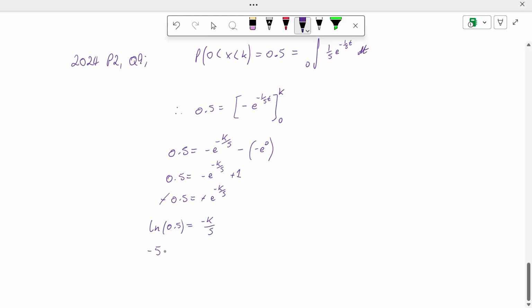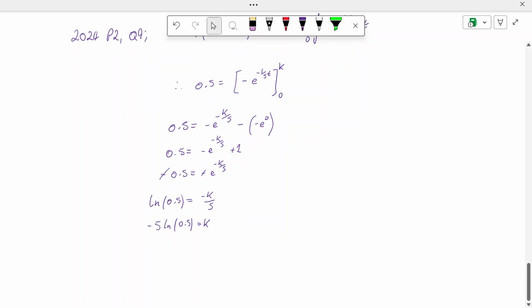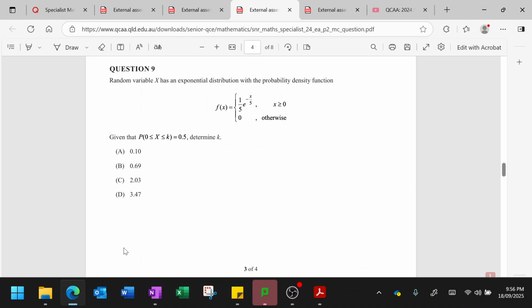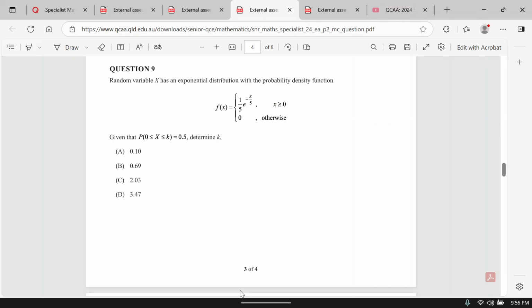So I get negative 5 ln of 0.5 equals k. And when I put that into my calculator, I get an answer that is right around 3.47. So the correct answer here is going to be D.